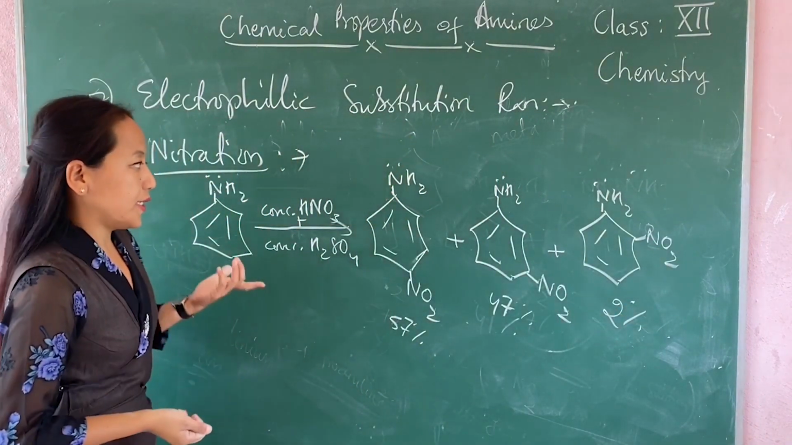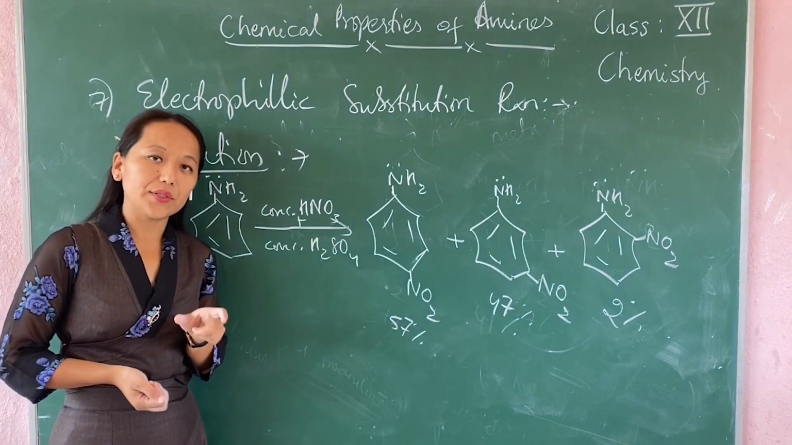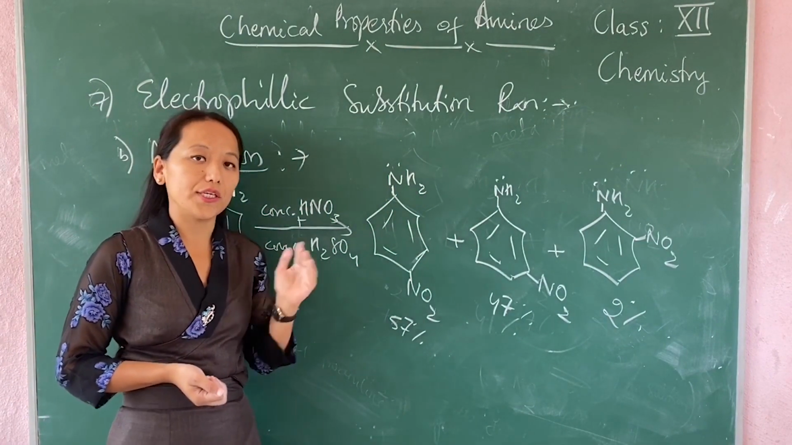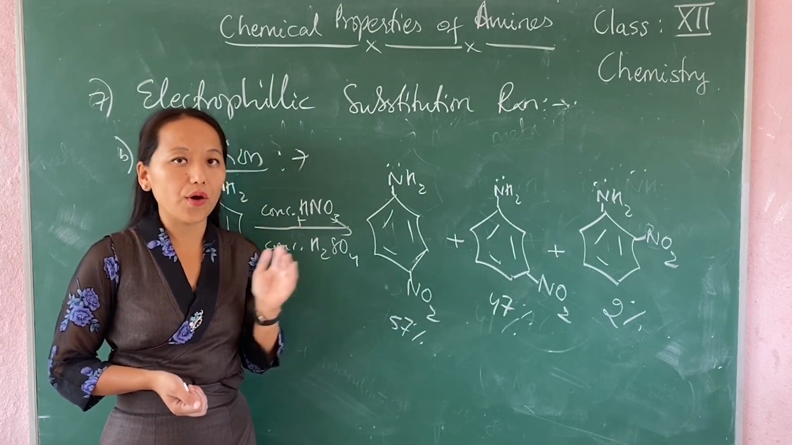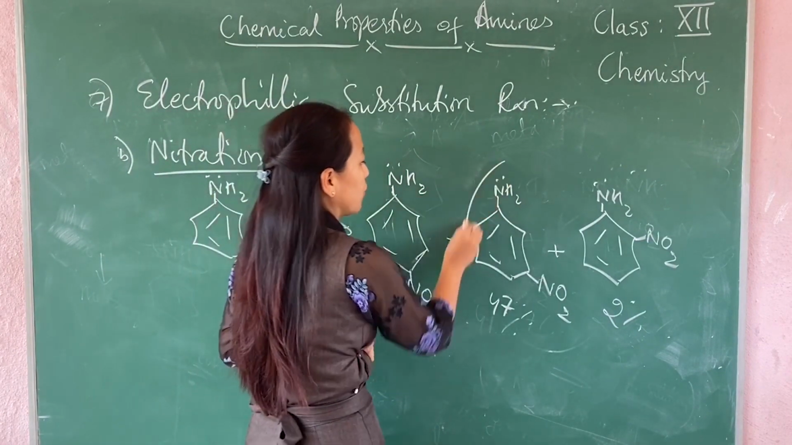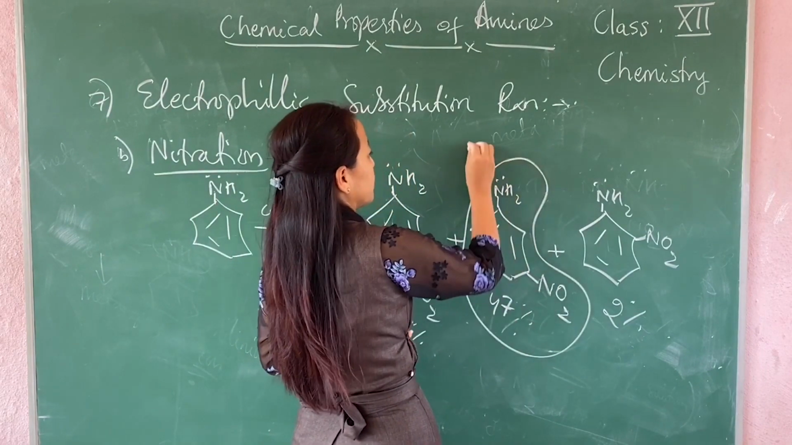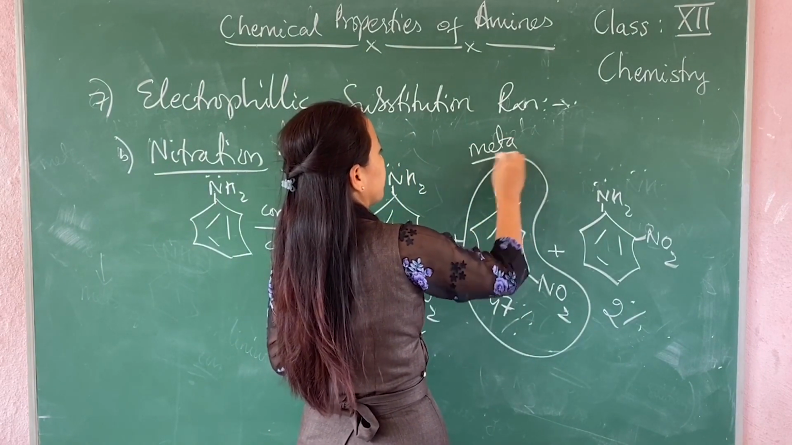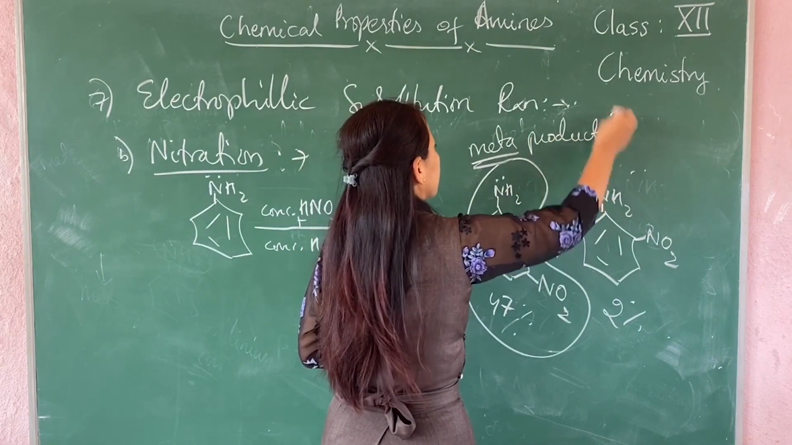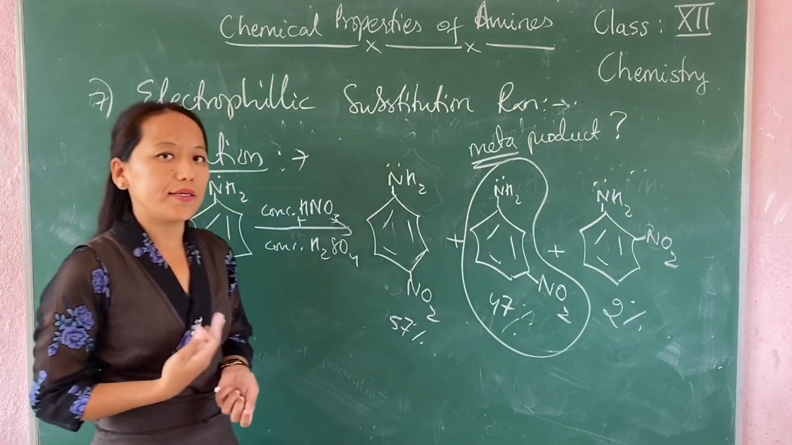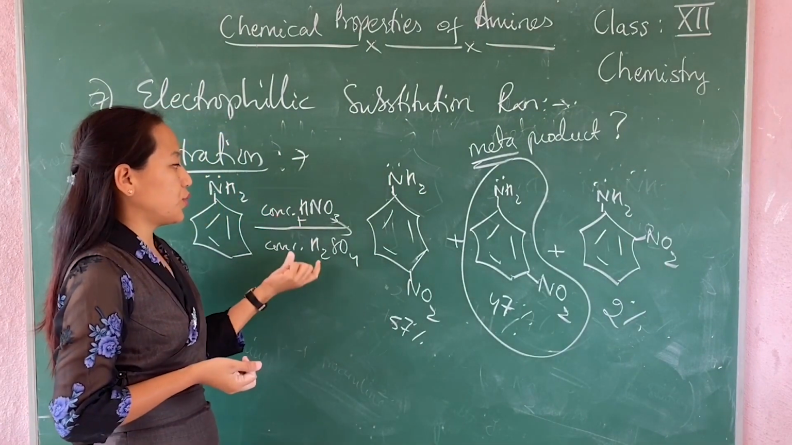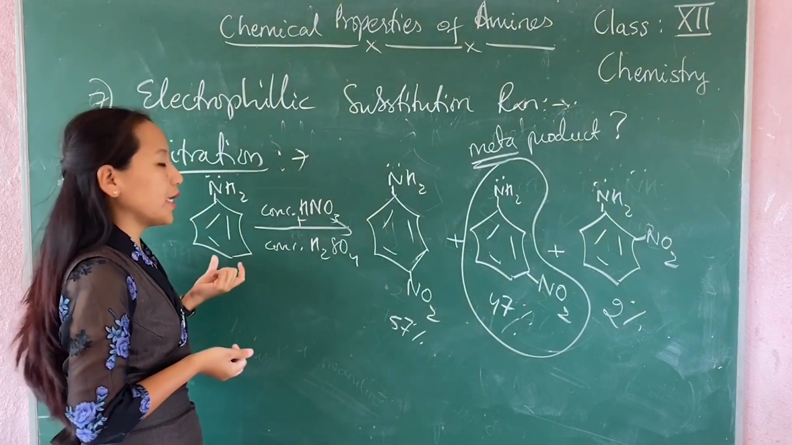So the question is, NH2 acts as an activating group, and we just learned that an activating group will always direct the product at the ortho or the para position. But in this case, there is formation of meta product. So sometimes you will be asked why there is formation of meta product when you treat aniline with concentrated HNO3 and concentrated H2SO4.